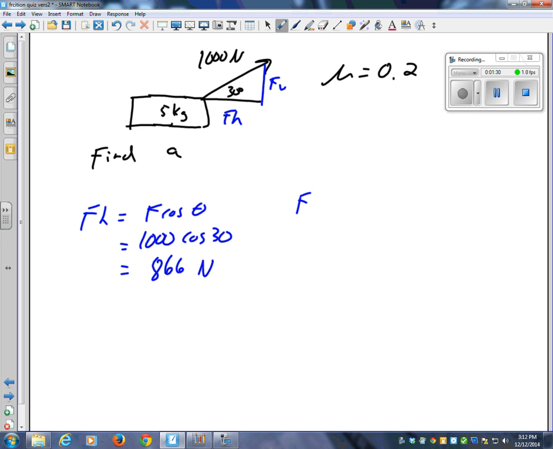You also need to find the vertical component. It's going to be F sine theta. Yeah, the applied force. So what that means is that there's 866 newtons pulling it sideways, and 500 newtons lifting it up. Oh, this is not going to work there. Yeah, this is not a really good question.